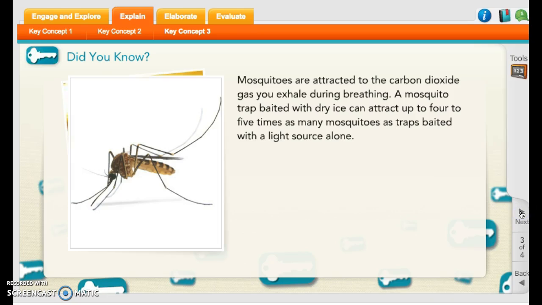So, interesting fact, if you are troubled by mosquitoes, mosquitoes are attracted to the carbon dioxide which you exhale breathing. Alright, you can build a mosquito trap with dry ice and attract so many mosquitoes and get them caught, and maybe we'll talk about that a little bit.